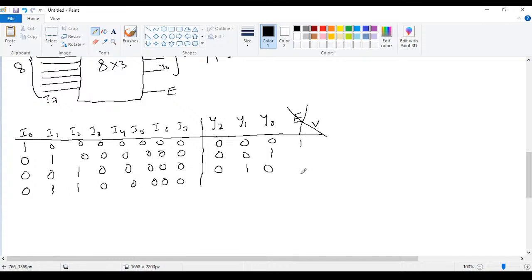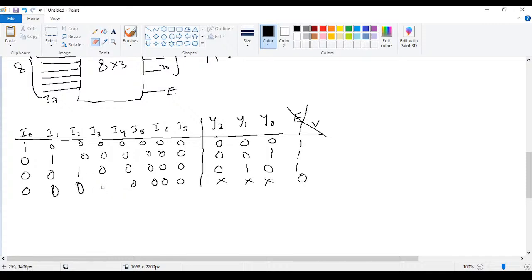So invalid means E becomes 0 here, and whatever the input can be, it will not be valid. Whatever the output we are getting here will not be a valid output, meaning that output is not correct because the input is not correct. So we are getting two ones, and that can be identified when E equal to 0. If E equal to 1 means no problem, and if E equal to 0 means it is invalid.